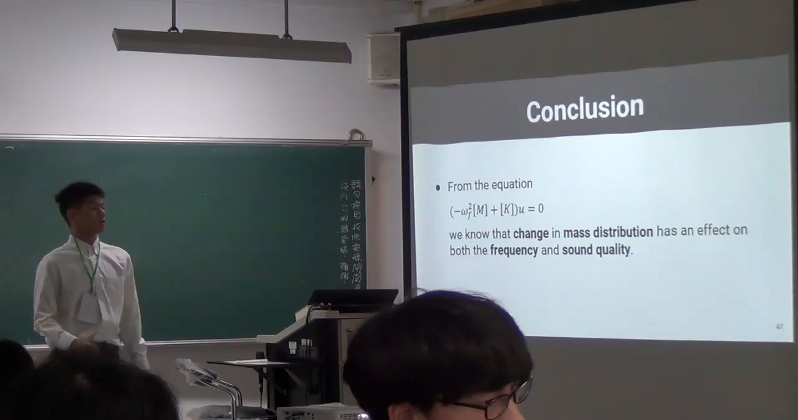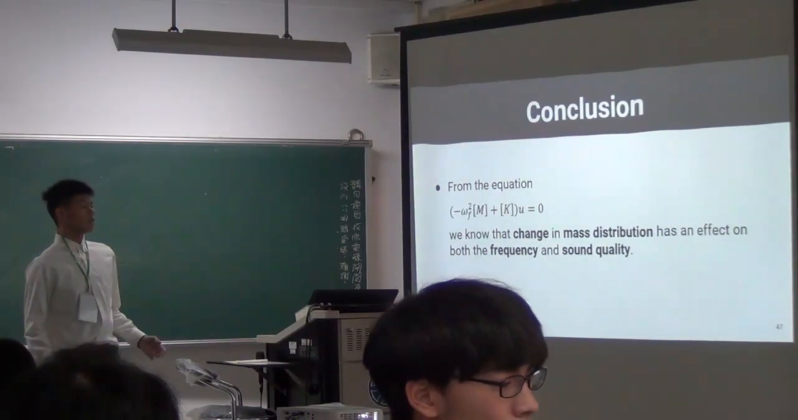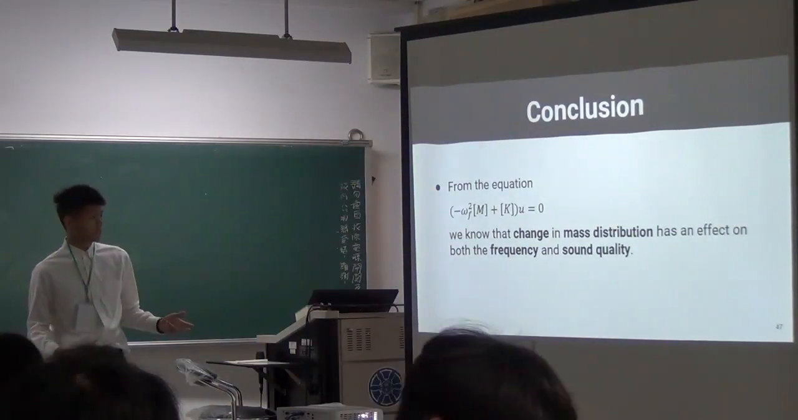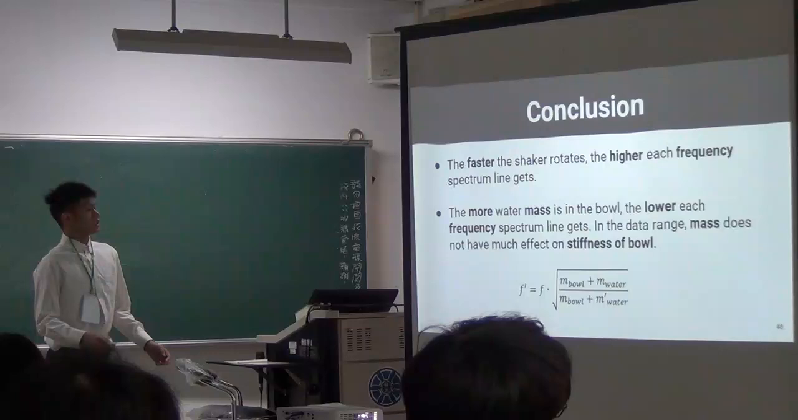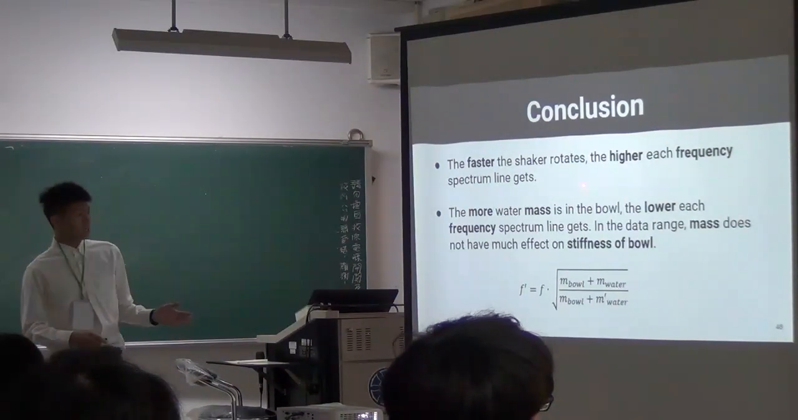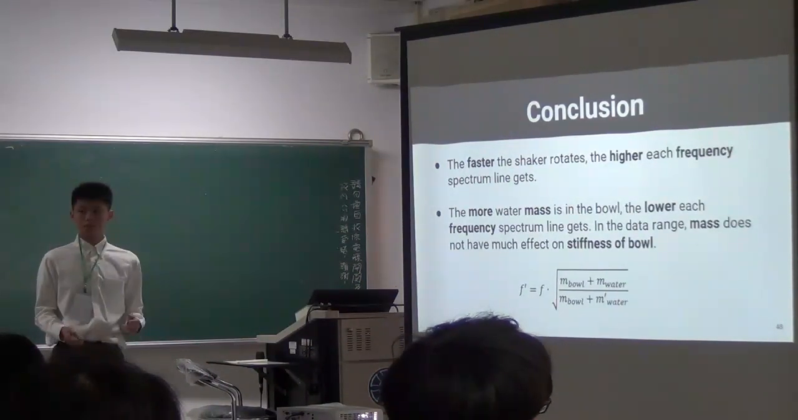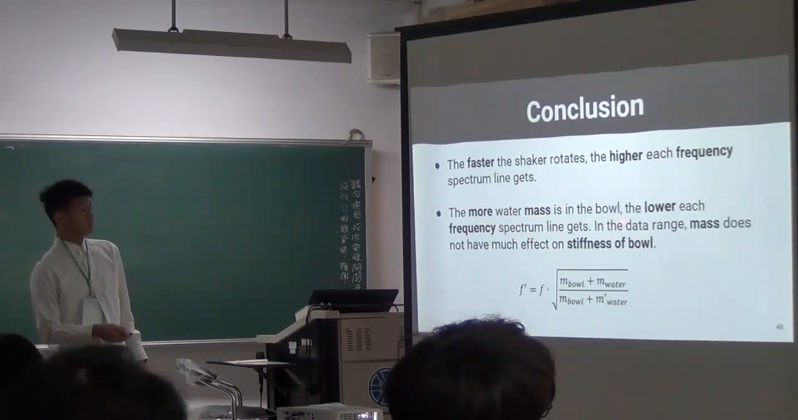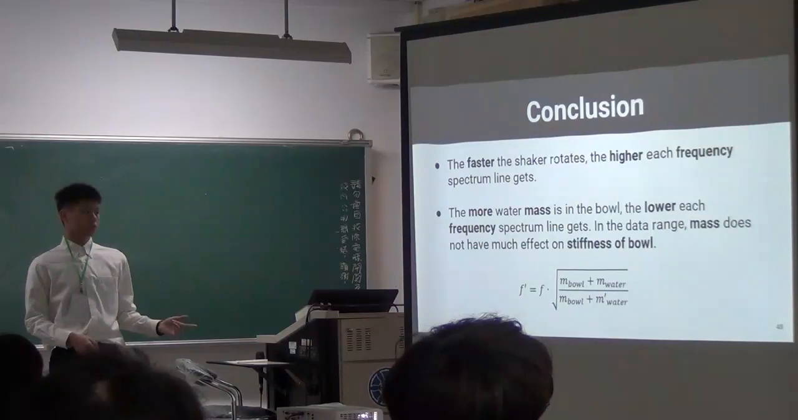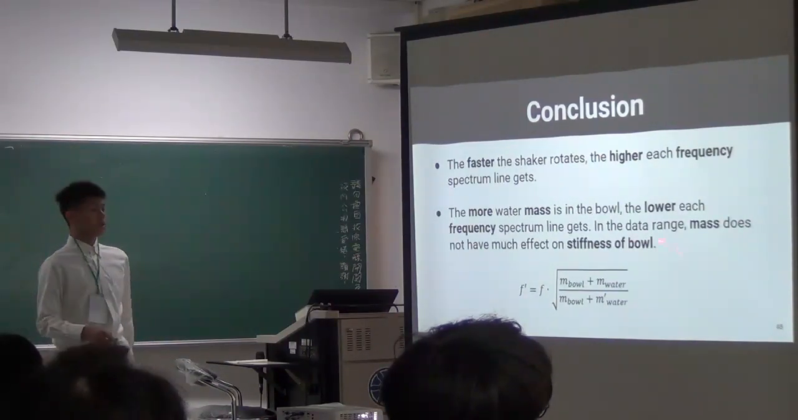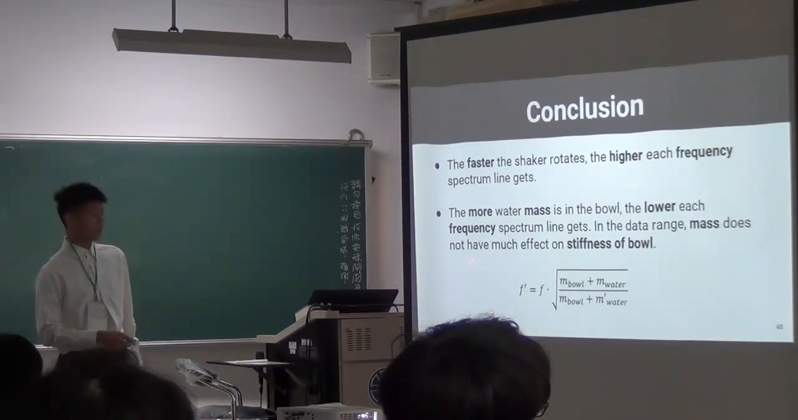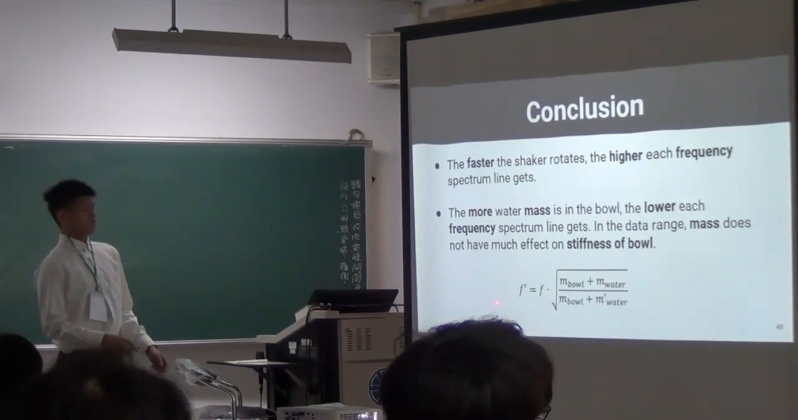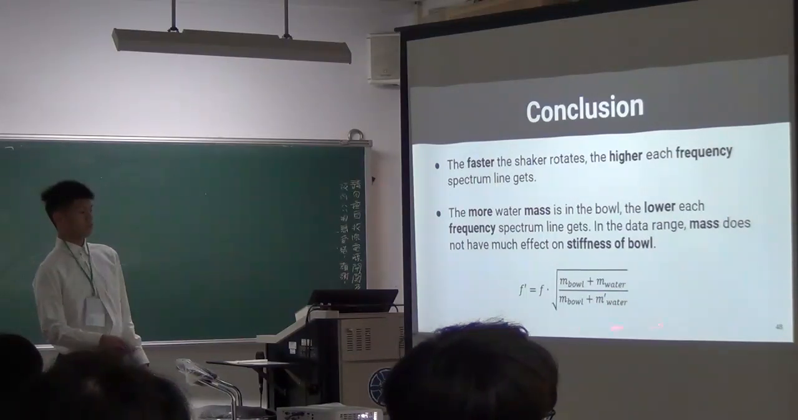So in conclusion, from the equation, we know that the change in mass distribution has an effect on both the frequency and the sound quality. Okay, so the faster the shaker rotates, the higher each frequency spectrum gets. The more water mass there is in the bowl, the lower the frequency spectrum line gets. So in the data range, mass does not have much effect on the stiffness of the ball, which is K. And it adheres to this formula.